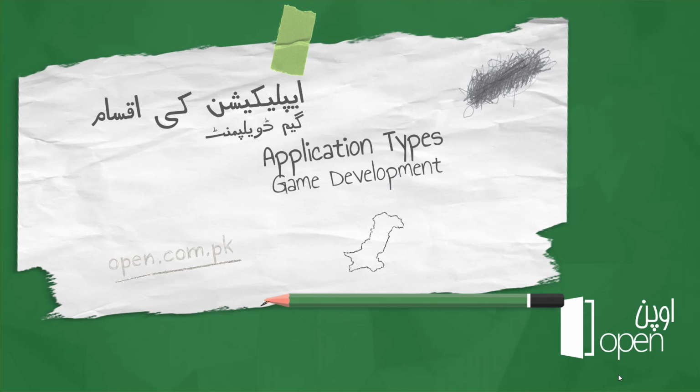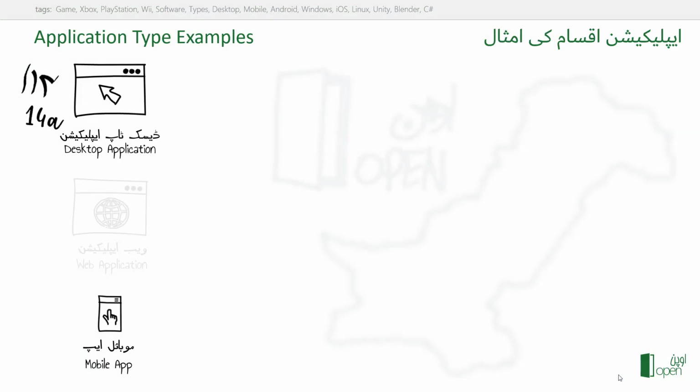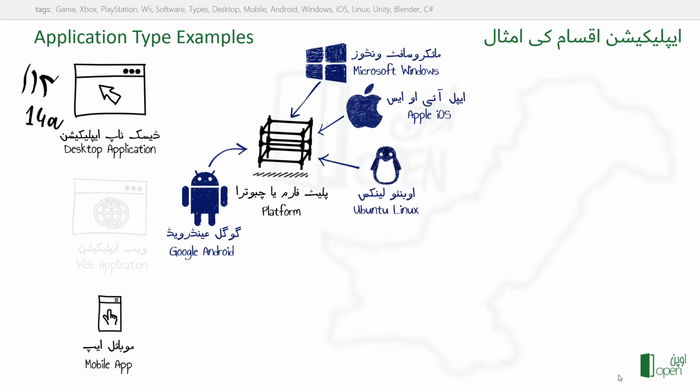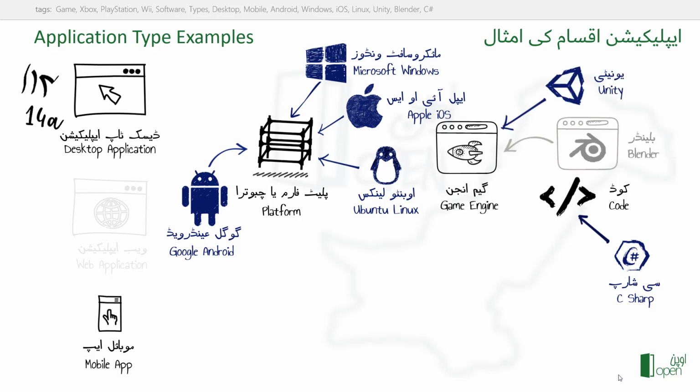The last category of examples is game development. A developer can create desktop and mobile applications for a multitude of platforms such as Google Android, Microsoft Windows, Apple iOS, or Ubuntu Linux. The C# programming language is used inside what is known as a game engine, which in this example is Unity. To model assets or artifacts in the game, the developer uses Blender, and the model can then be imported in the game engine.